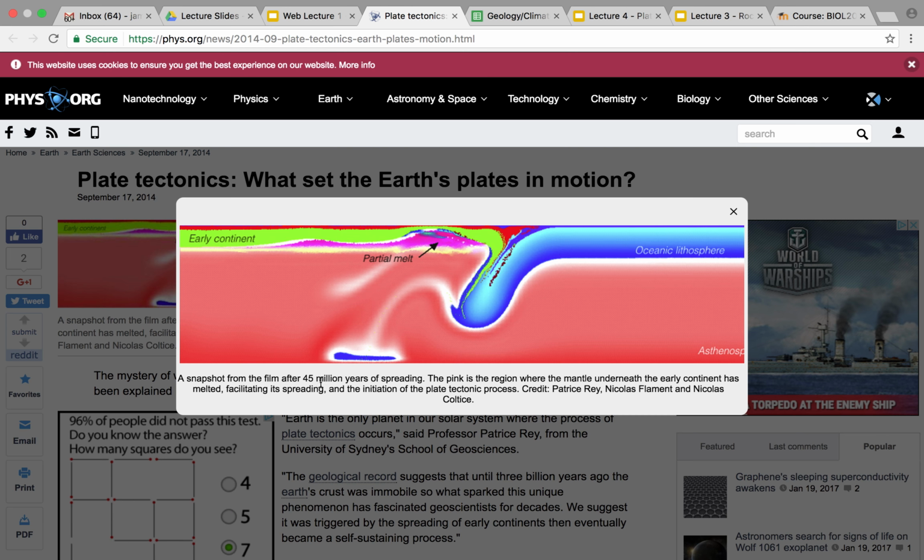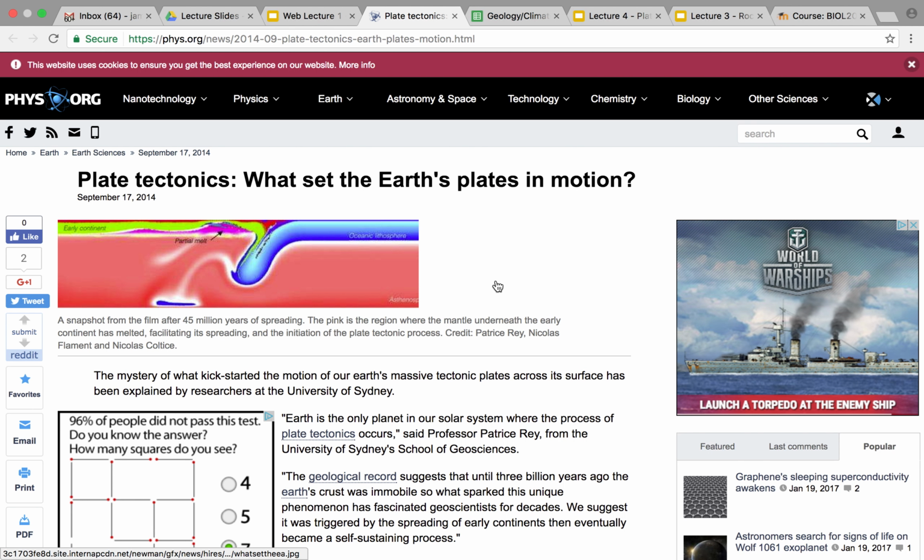After 45 million years of spreading, the pink is the region where the mantle underneath the early continent has melted, facilitating spreading and the initiation of plate tectonics. Okay, so we've got some partial melting going on.